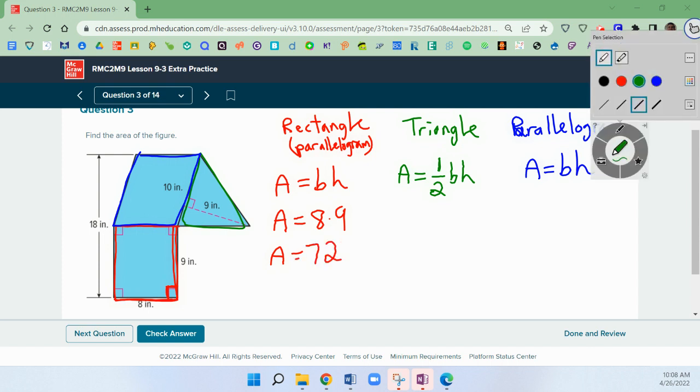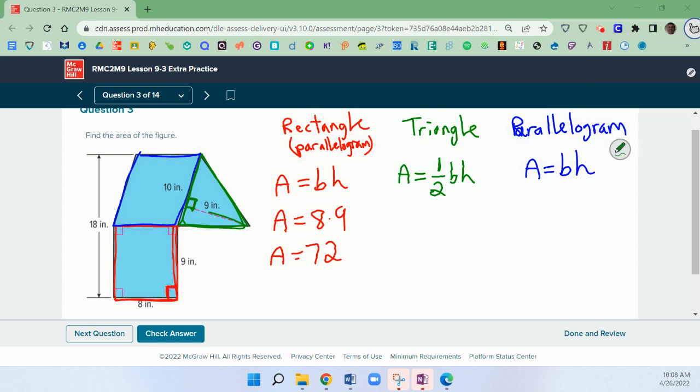Now, I'm going to do that triangle. This is a little bit less clear, but I look for that right angle. There's my right angle. All right, and I know that the lines meeting are that line and this line here. So my base and my height, I have 1/2. The base is 10, and my height is 9. So now 1/2 of 10 is 5. 5 times 9 is 45 square inches.